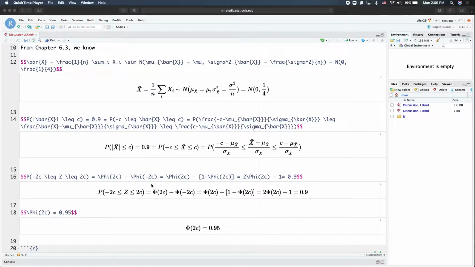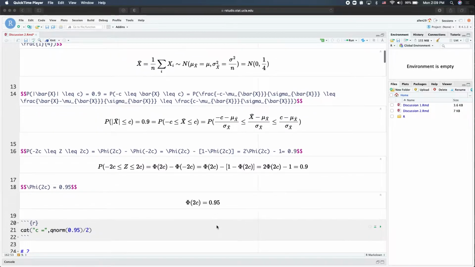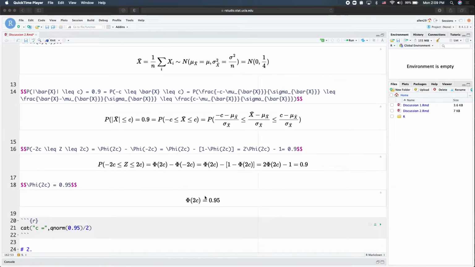And then basically we just need to play around with the CDF of the standard normal, and we reduce to this expression. And we are asked what is the value of C for this quantile, under the standard normal distribution, that will give us the probability of 0.95.